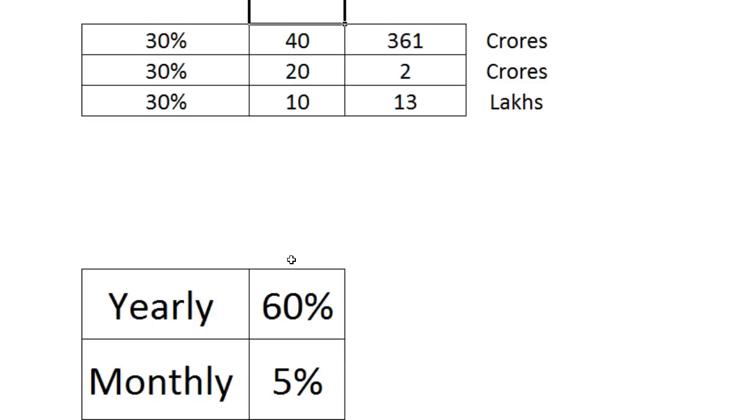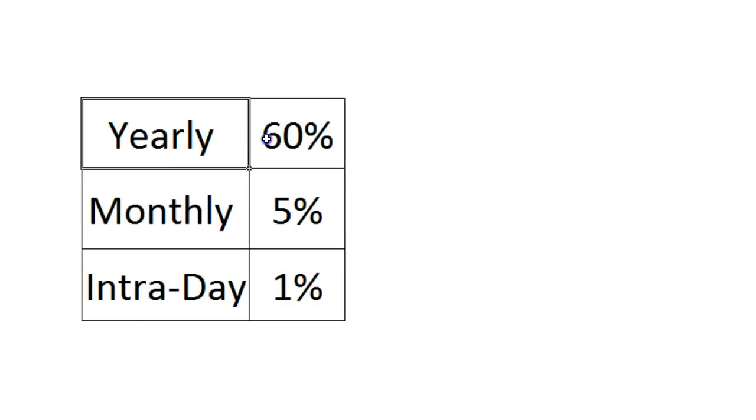So let's see, what does this translate to? When I say yearly 60%, it means on a monthly basis it's almost like 5%. So if you have a strategy which is relatively lower risk and can get you 5% returns a month, that is as good as 60% a year.